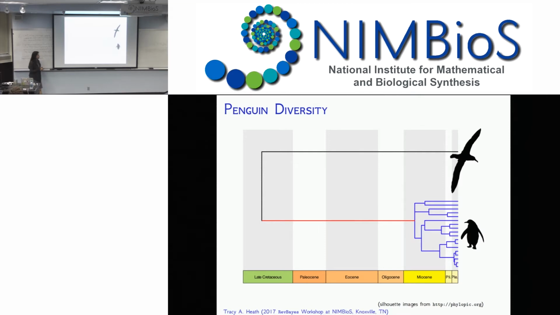So if we think about this tree that was estimated using these calibration methods just on the extant taxa, there's actually quite a lot of things that happen between the split between flying birds and penguins. And if we're really interested in penguins and why penguins are the way they are, I think there's quite a lot of information that we're missing if we're not considering the evolution that happened along that stem lineage.